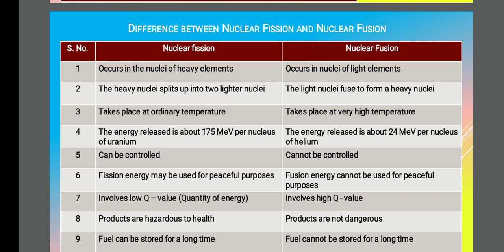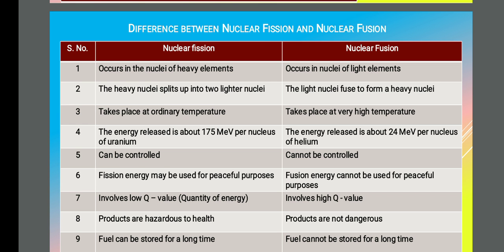Here Q value is found to be low, there it is high. Then the products are said to be hazardous, here the products are not hazardous. Then the fuel can be stored for long time, here the fuel cannot be stored for long time. Is it clear? I think you are able to understand what I have taken today.